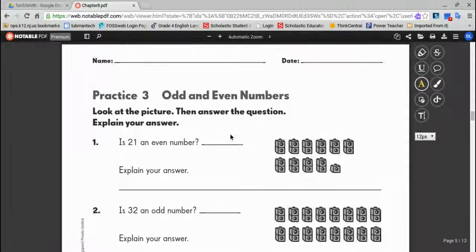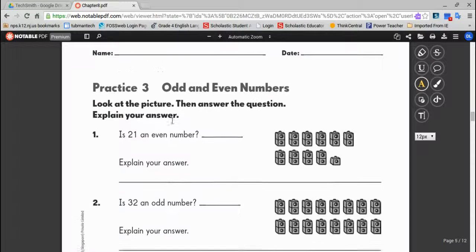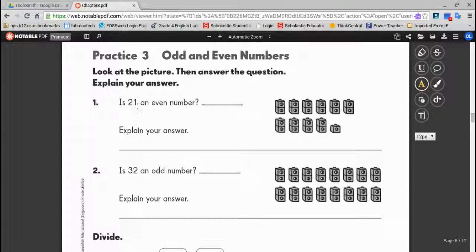This is page 151, practice 3, odd and even numbers. Look at the pictures, then answer the question. Explain your answer. So number 1 says, is 21 an even number?